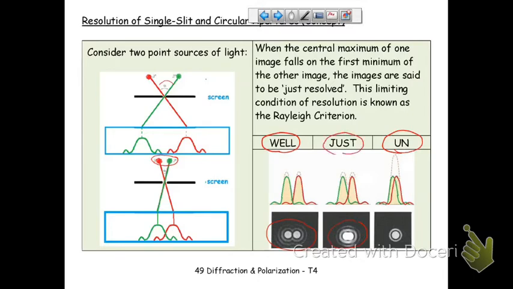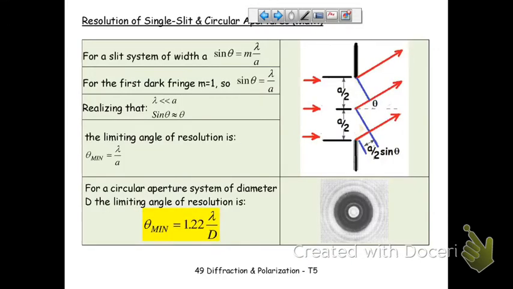And it's just resolved when the crest of the red light sits on top of the minimum, the first minimum of the green light on that diagram. Just resolved. So know the terminology well, just, and unresolved, and then be able to tell me the criteria for the resolution.